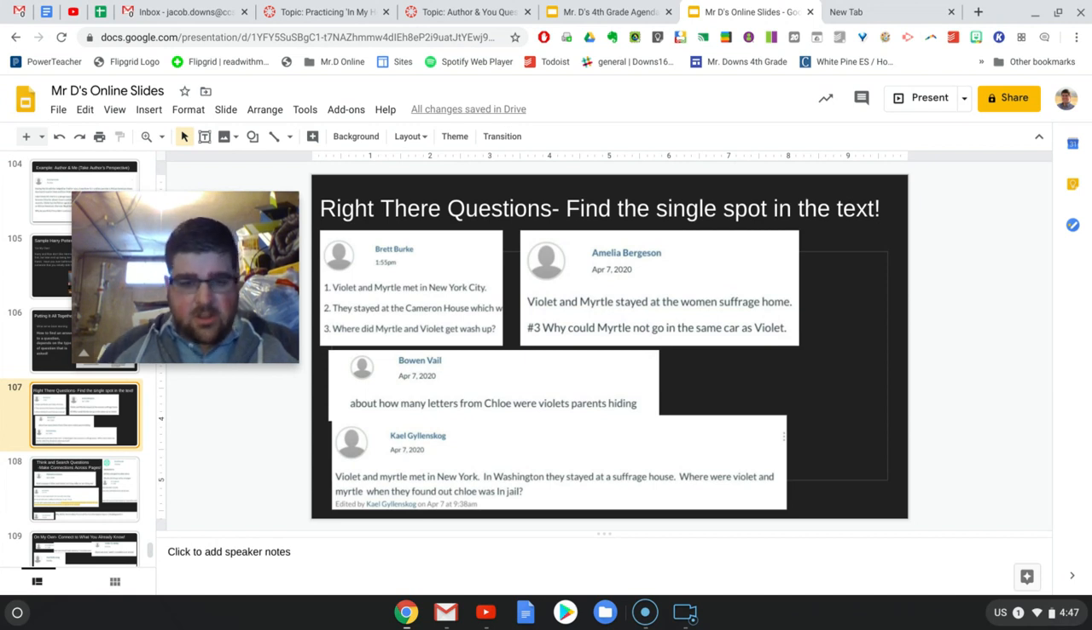Oh, sorry, that's the answer to my question. He asks, where were Violet and Myrtle when they found out Chloe was in jail? And that's a very specific spot in the text. We could go to find that answer if you can't remember it. And it was at the Cameron house is where that happened. We can go to that very specific spot.